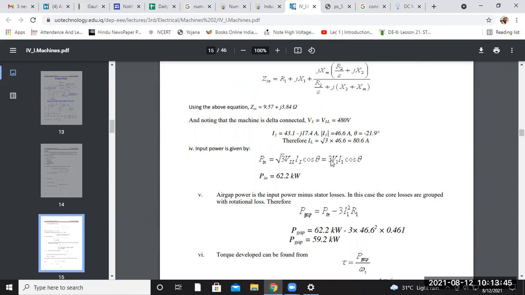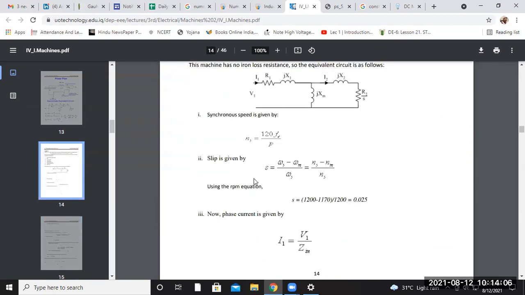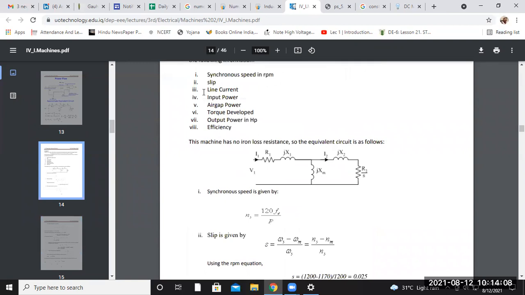So accordingly, just put the value 3 into V1. V1 is your 480 volt, which is given. I1 you have the value of 46.6 ampere. I1 cos theta, just put the value of theta equal to minus 21.9 degree. Then, if you put the values, you will get the input power as 62.2 kilowatt. This is the fourth parameter.